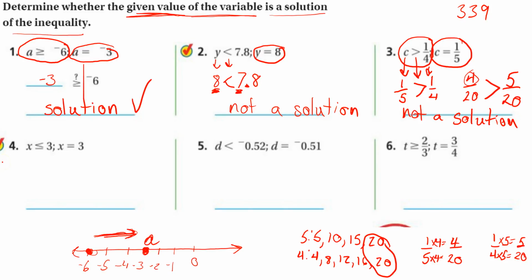All right, number 4. Here's our inequality. We read this as x is less than or equal to 3, and then they told us, hey, plug in 3 for x. So I'm going to rewrite this inequality, but instead of the x, I'm going to plug in a 3: 3 is less than or equal to 3. Well, it says or equal to, and 3 is equal to 3, so this is a solution.